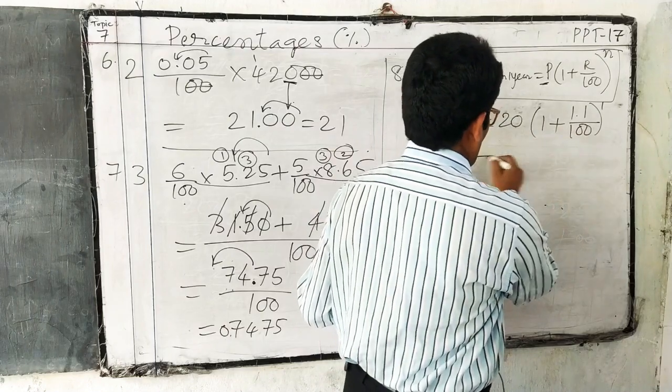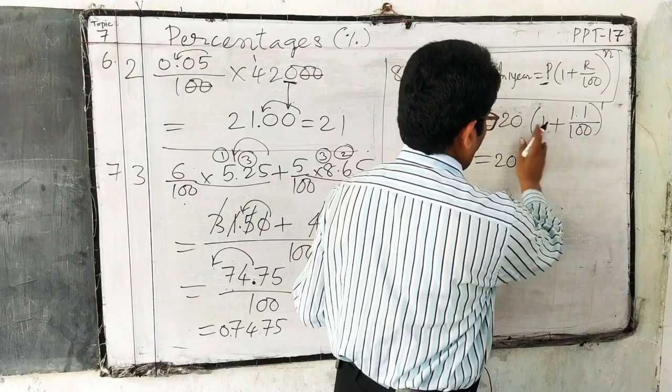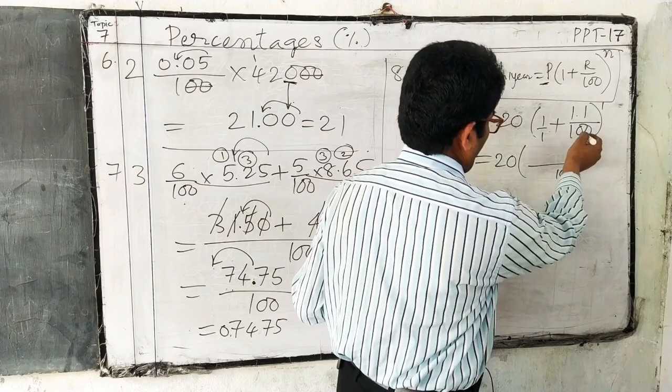So we have to simplify this. 20, LCM of this, 100. Sir, the board is not clear, sir.